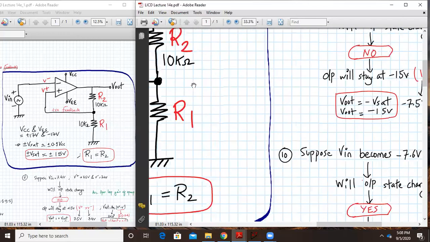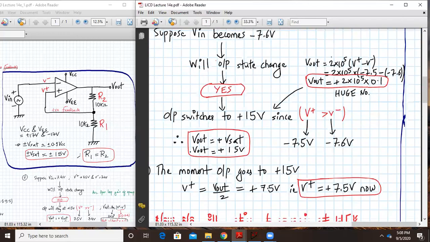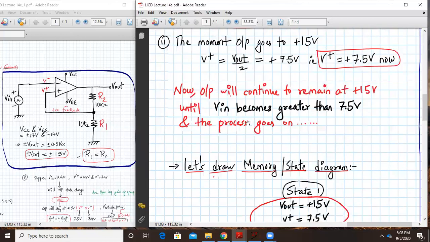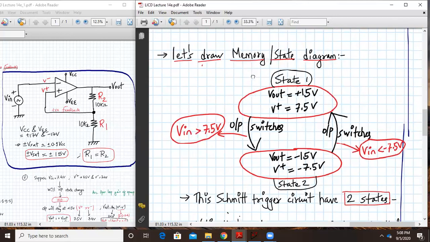So this was my circuit. I've already given that on the left hand side is a static screen. This circuit is already ready. Throughout the analysis, you must have seen this. Now, actually, it's like a memory state. This Schmitt trigger is trying to remember what the input was in the past. So this is my state number one. This is my state number two. So state number one is the output at plus VSAT or plus 15, and V plus at 7.5 volts.